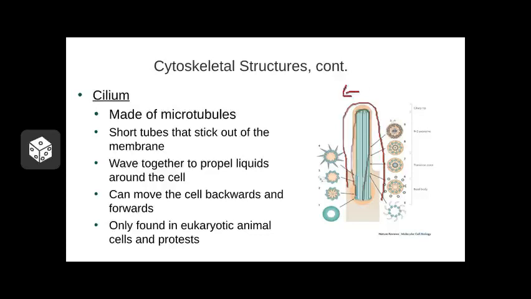Now, what the cell can do is wave this little hair back and forth, and that helps move fluid around it. Or if it has enough cilia, it can move the entire cell and allow it to swim. Now, this cilium is a eukaryotic specialty. You find it in some animal cells. You find it in protists, things like paramecia. And you'll definitely see some of these guys in lab.